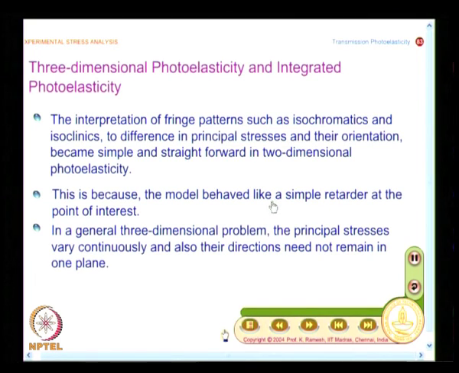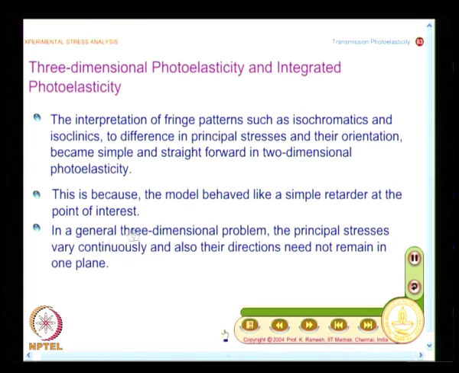The basic idea was the model behaved like a simple retarder, and the thickness was considered as small as possible. We were looking at plane problems. So, the principal stress direction remained the same even though the thickness is about 3 to 6 millimeters. Because the model behaved like a simple retarder, you are able to interpret isoclinics as contours of principal stress direction and isochromatics as contours of principal stress difference.